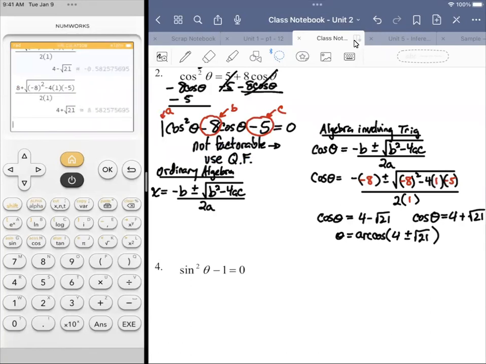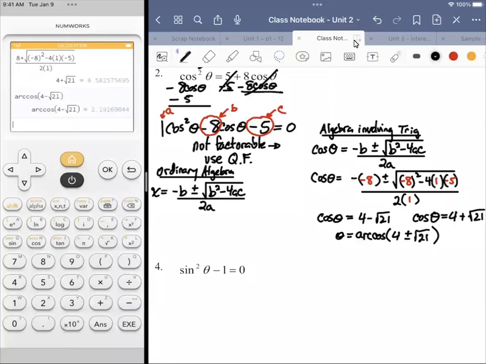So shift cosine, not alpha cosine, shift cosine, 4 minus rad 21. We want to be in radian form, so this is good. I put the calculator in the right mode. So 2.193 about. I believe that was one of the values that I saw in the equation app, in radians. And then just do it again, this time with a plus.